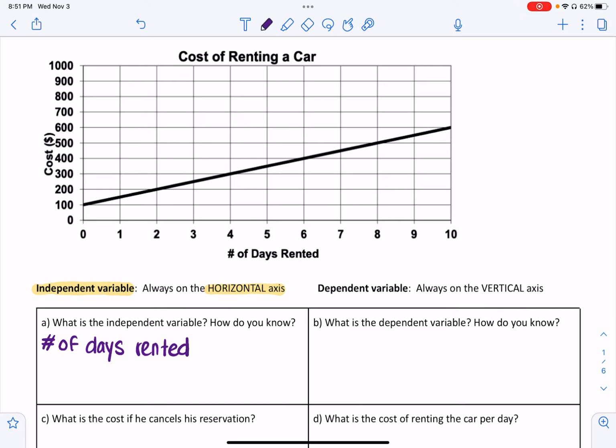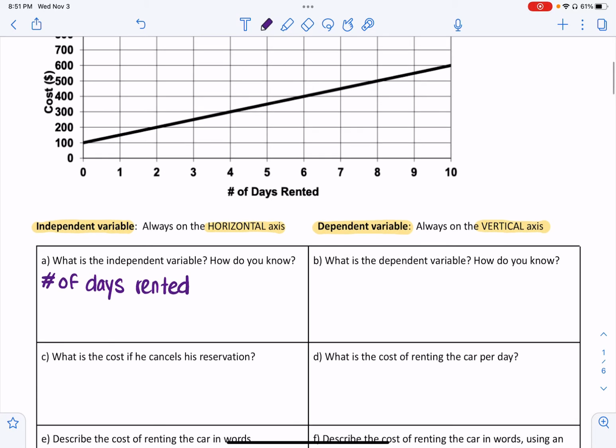For the dependent variable, this is always on our vertical axis. And our dependent variable, in this case, will be cost. Now again, I can think about it in terms of the situation. My cost depends on how many days I've rented the car for. Therefore, it is dependent on the number of days. So it's our dependent variable.